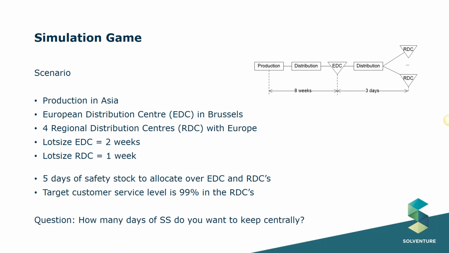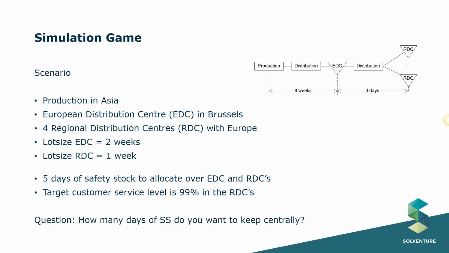I will give you an example. It could be that I say, I'll keep 2 days of safety stock at the central DC. This means that you have 3 days left to put at the RDCs. The alternative could be that I will keep 3 days at the EDC and then 2 days at the RDCs. We know that the target customer service level is 99% and that the customer gets the product from the RDCs.